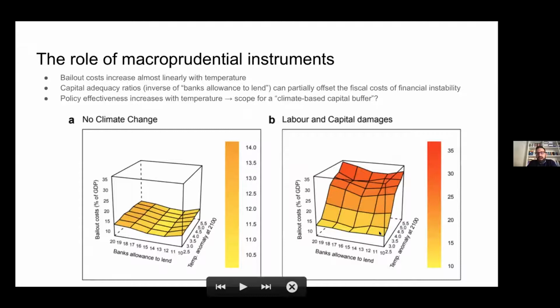Finally, just to conclude, what we find is that macroprudential instruments can do something. They are more and more effective in this U-shaped fashion the more temperature increases, so the more damages increase in their size. And we also find that the bailout costs increase almost linearly with the temperature. This made us think about whether it might be a good idea to consider climate-based capital buffers, so requiring banks to store a bit of equity in order to absorb risks when they are exposed to firms that are located in particular areas that might be at risk of experiencing damages from the physical perspective.